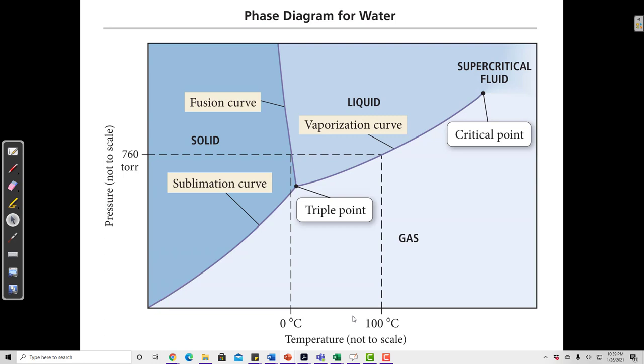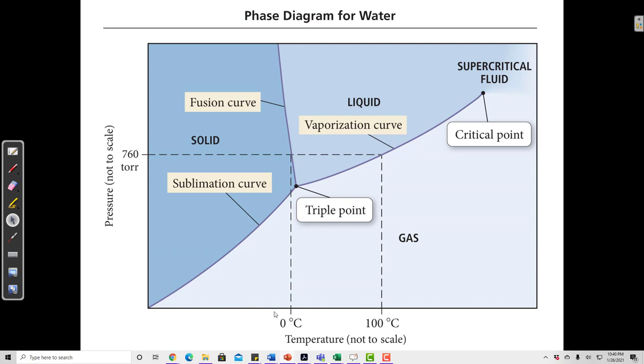Okay, so here is an example of a phase diagram. This is a phase diagram for water. So this whole light blue region is gas. Everywhere over here is gas. This darker blue is liquid, and the darkest blue is solid.